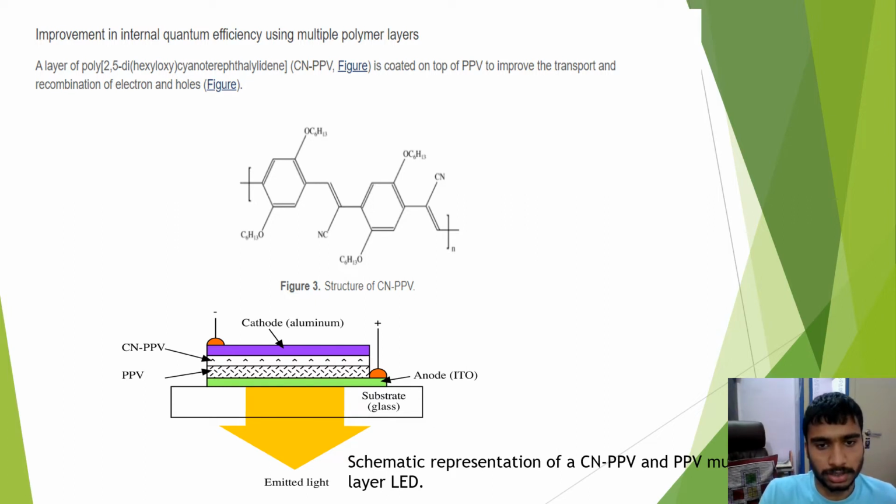This is the figure 3 structure of CN-PPV. This second figure is a schematic representation of a CN-PPV and PPV LED layer.